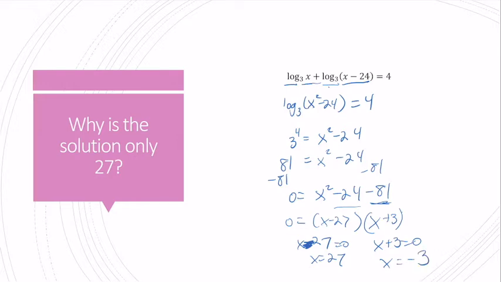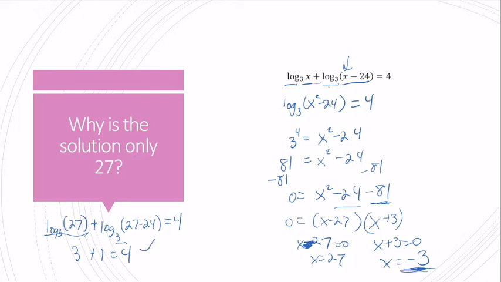If I plug in 27, log base 3 of 27 plus log base 3 of 27 minus 24 is 4. Log base 3 of 27 is 3. Log base 3 of 3 is 1, which is 4, right? So that works.